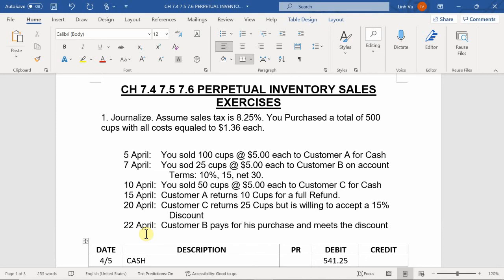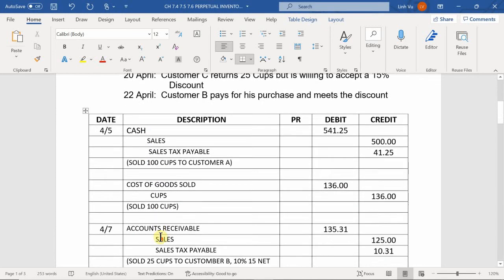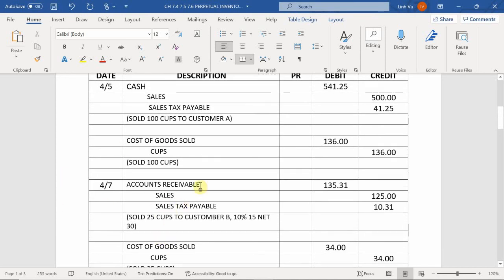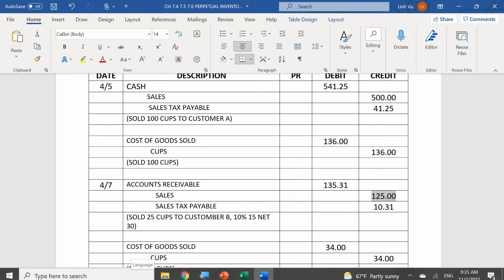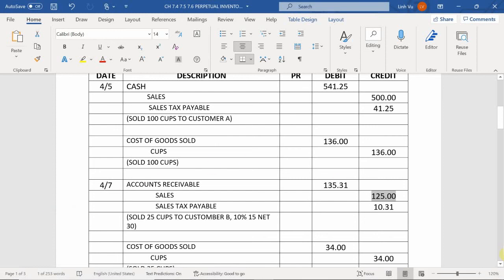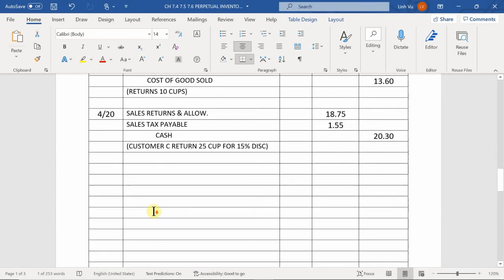Let's take a glance at the journal that we did on April 7. Here you go: accounts receivable, sales and sales tax. How much was the total sales? It was $125. I can only discount the actual selling price. I cannot discount tax. So in this case, how much is the discount if it was 10%? $12.50.